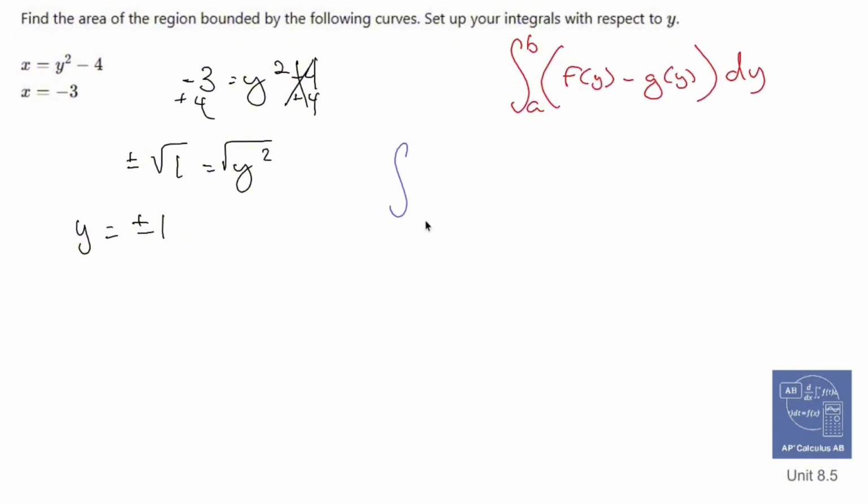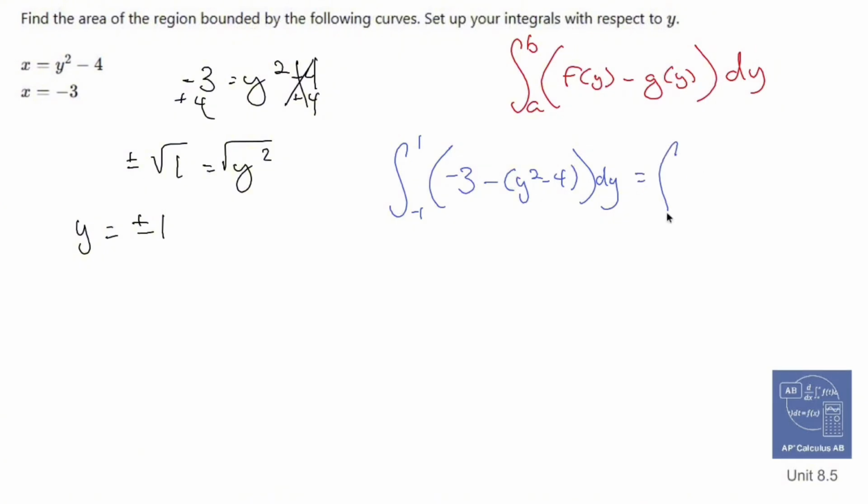The integral from negative 1 to 1. Now, in my last 4 videos, if you watch them, I was hyper-focused on making sure which one was above and which one was below. I'm not going to do that here. I'm just going to do it, and if I get a negative area, I just have to flip it at the end anyway. So I'll take a wild guess and say negative 3 is my upper one, and then I subtract y squared minus 4 dy.